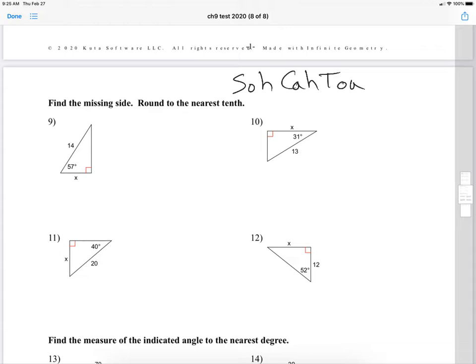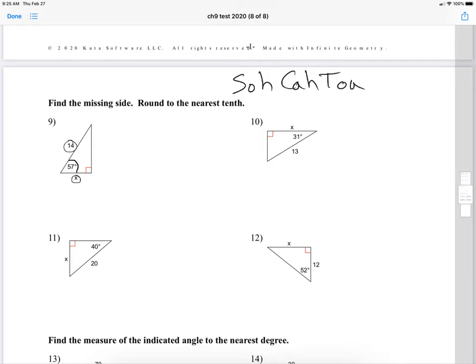All right, so we have been given angle 57. At this angle, we have x being the adjacent side, and 14 is the hypotenuse. I'm going to keep saying this: again, you have to identify what pieces you have.